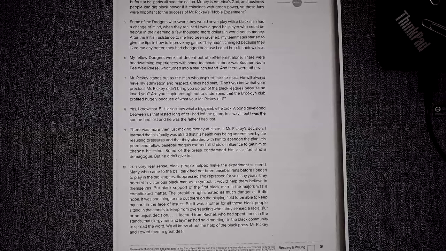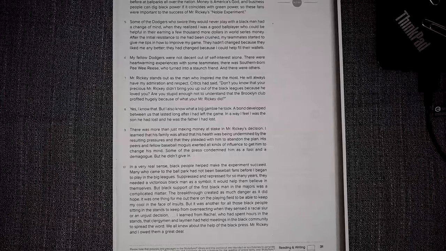Some of the Dodgers who swore they would never play with a black man had a change of mind when they realized I was a good ball player who could be helpful in their earning a few thousand more dollars in World Series money. After the initial resistance to me had been crushed, my teammates started to give me tips on how to improve my game. They hadn't changed because they liked me any better. They had changed because I could help fill their wallets. My fellow Dodgers were not decent out of self-interest alone.